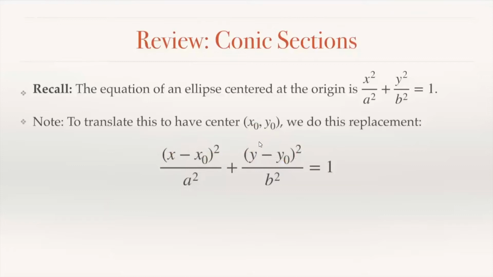And the reason that that works is that now for an x and y to satisfy this equation, x must be x naught bigger than it was, since we're subtracting x naught from it, and y must be y naught bigger than it was for the same reason. So therefore the new center is at x naught, y naught, since we have shifted x naught to the right and shifted y naught up to satisfy the same equation. So that's the new center.